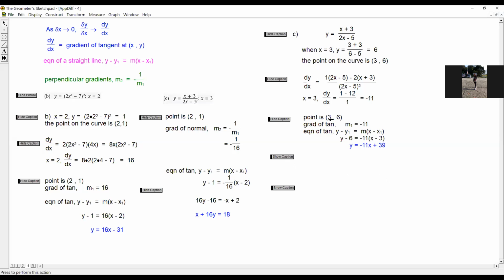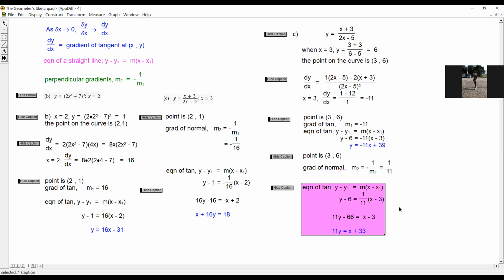Okay, so we have found the equation of tangent. Now we proceed to find the normal. For the normal, you must find the gradient first. The point is (3, 6). The gradient of normal, you just find the reciprocal and change the sign. So it's 1 over 11. Using the point and the gradient, you substitute into the formula, and you can find the equation of the normal.